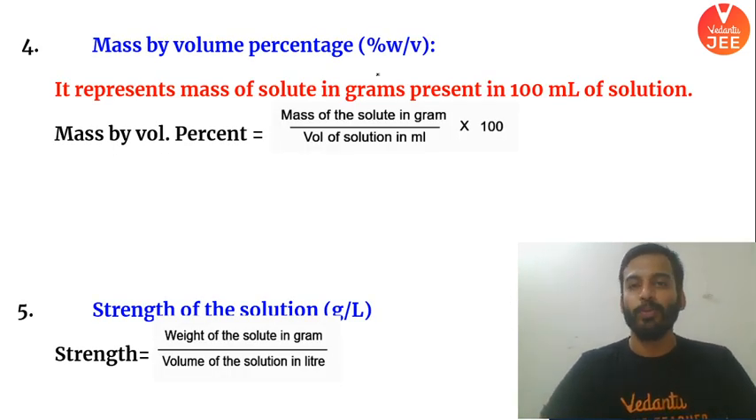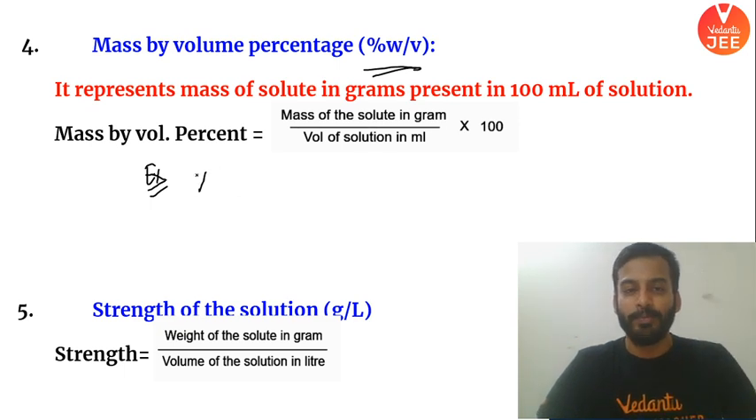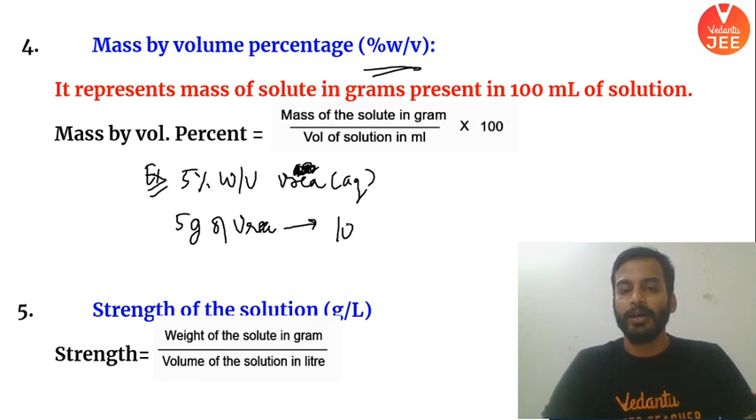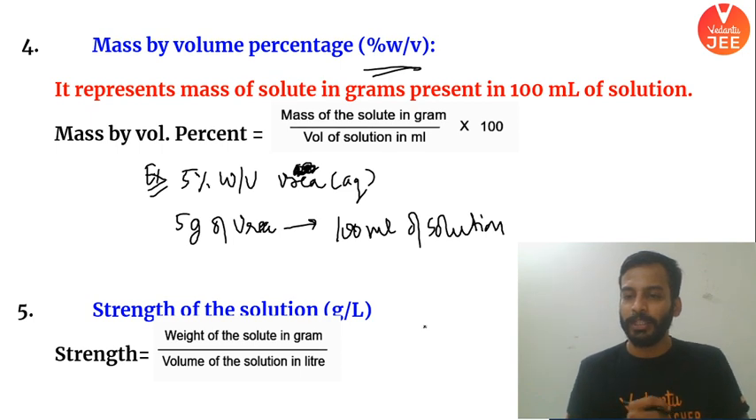Now similarly percentage W by V, I hope it is clear. What does it mean? The formula is right in front of you here: amount of solute in gram dissolved in 100 ml of solution. If I say 5% W by V aqueous urea solution, it means 5 gram of urea is present in 100 ml of solution. I hope you are understanding. Same concept you can apply, right? Very good, you have understood.